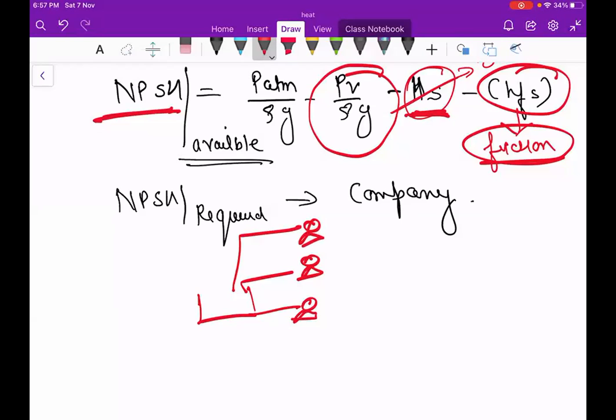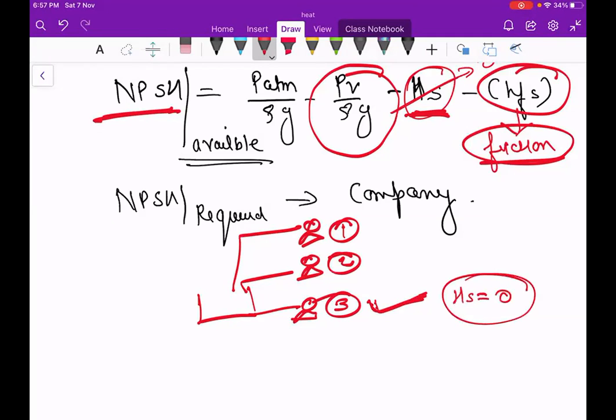So which one will you choose? I have told 1, 2, 3. So which one will you choose? Okay, the best one will be the third. Why? Because for this Hs equals 0, so your NPSH will increase and it is good. It is good to have a greater NPSH.